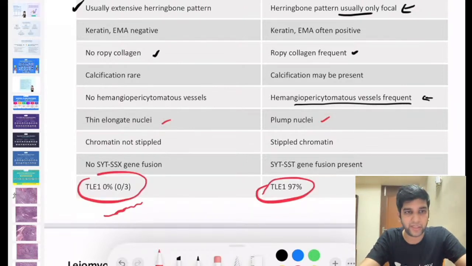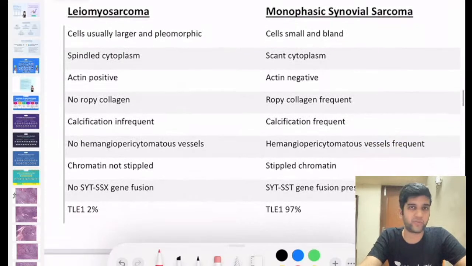So we apply for TLE3. We hope it is positive. If it is not positive, we have to go back to the start and apply other markers, right? So it's classical synovial sarcoma, monophasic, even on light microscopy. Hope TLE3 turns out positive.